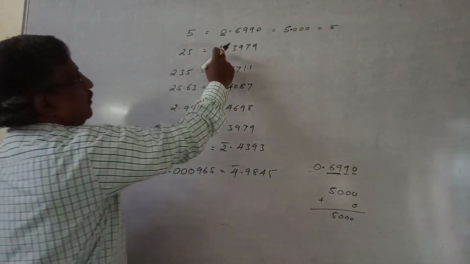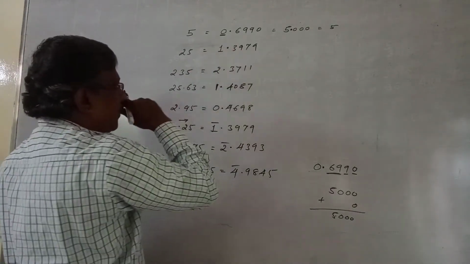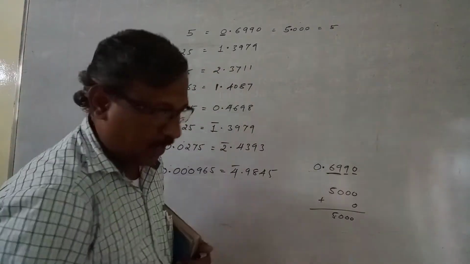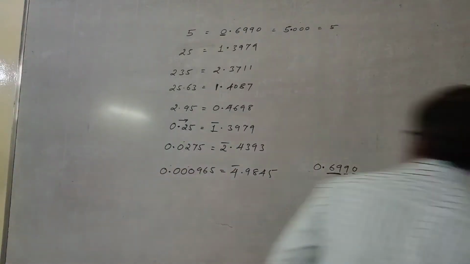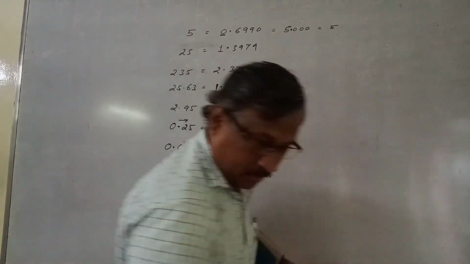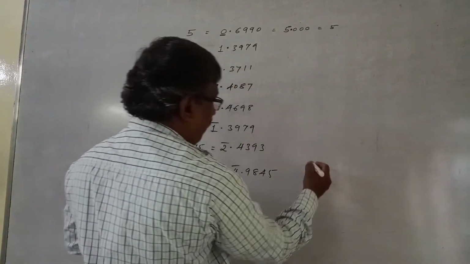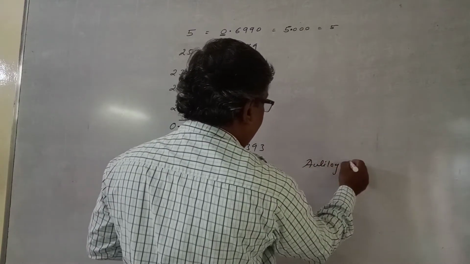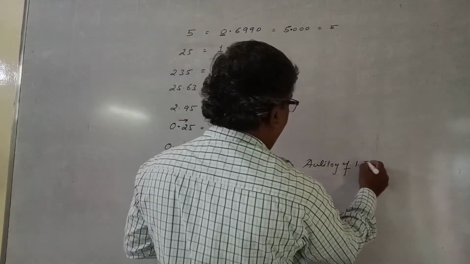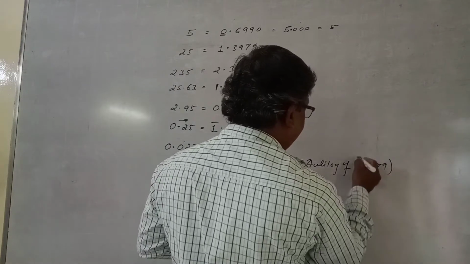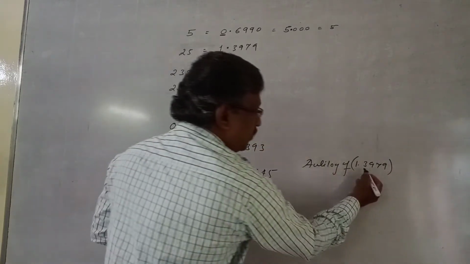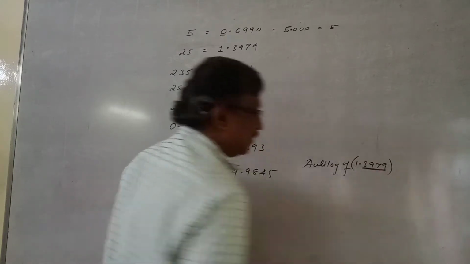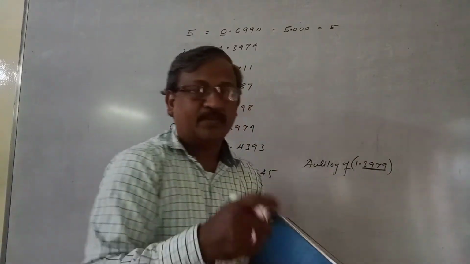Or suppose the log is 1.3979, right? So I want to calculate the anti-log. Suppose I want to calculate the anti-log of 1.3979. Now always you have to consider which part here, the fractional part. This decimal part you have to consider. And this we have to read from the anti-logarithm book.